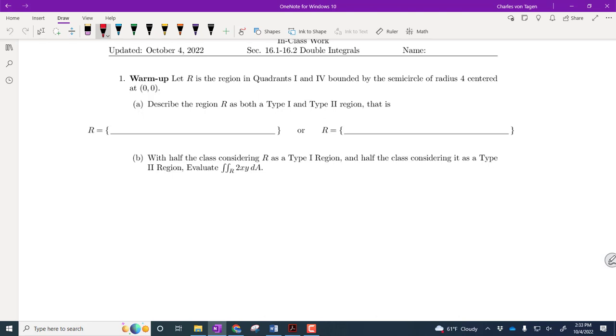In this case we've got the region R, and it's described as a region in the first and fourth quadrants, bounded by a semicircle of radius 4, centered at 0, 0. I do expect you to know how to come up with equations for things like circles and semicircles. I think the easiest thing to do here would be to give yourselves a quick sketch. There's, up to my ability to draw a semicircle, our region. Let's shade it. So we're in quadrants 1 and 4, and we've got a semicircle of radius 4.